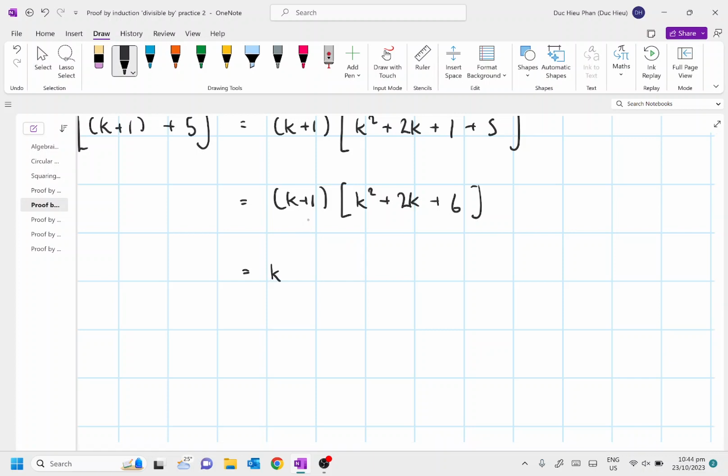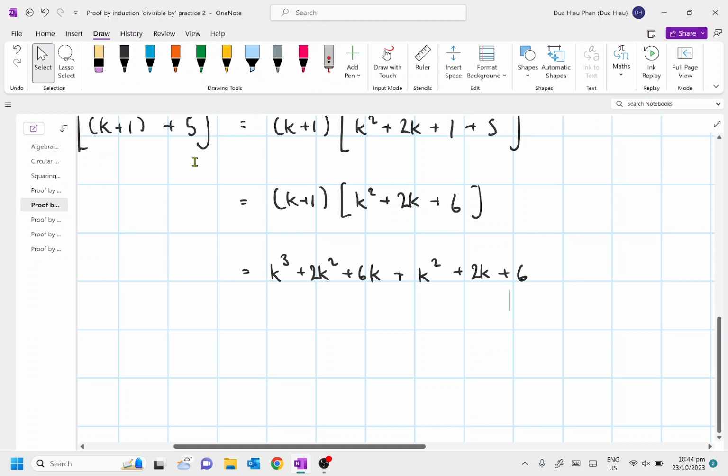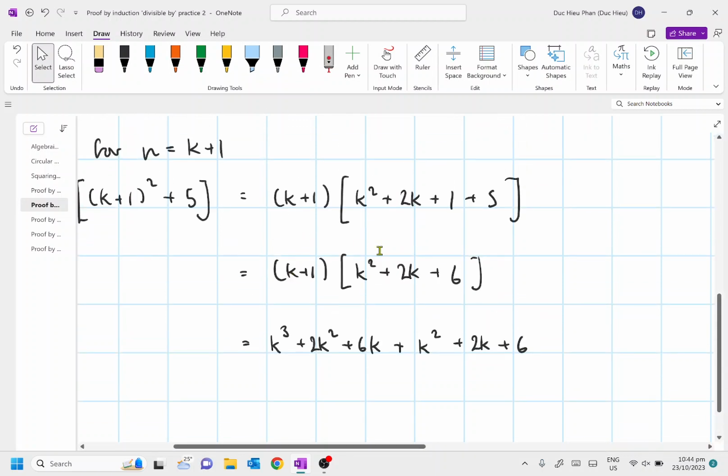So we have k cubed plus 2k squared plus 6k, then that all plus k squared plus 2k plus 6. And if you didn't know what I just did, I took k times every single term, and then I took 1 times every single term and then added them together.